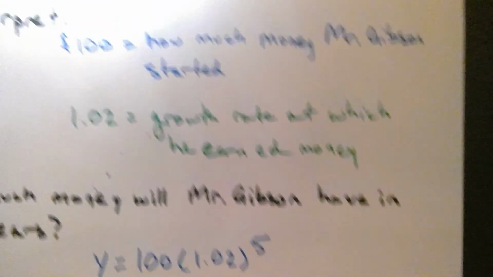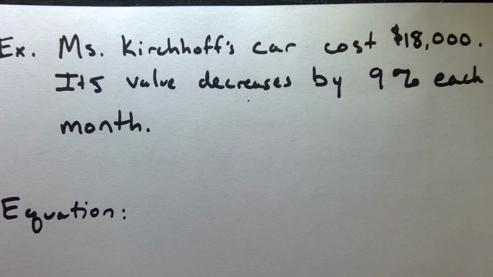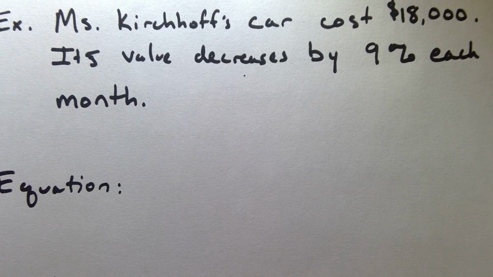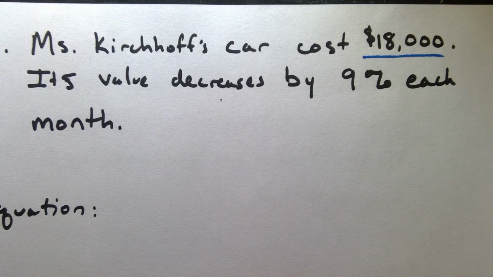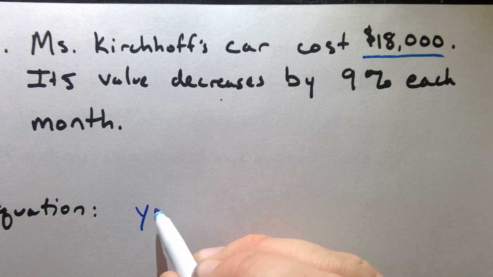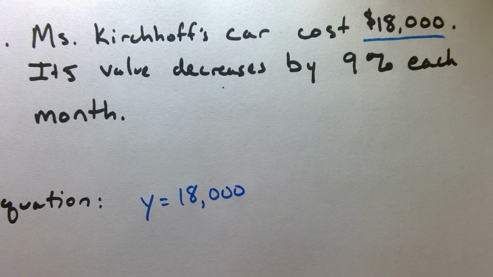All right, so we've checked with Mr. Gibson on the money he is investing. Let's take a look at Miss Kirchhoff's car that she is buying. You know, all our financial advising here. Miss Kirchhoff's car costs $18,000. Its value decreases by 9% each month. So we're trying to figure out the value of Miss Kirchhoff's car. We'll see how much she's starting with. That car cost is her initial value, so y equals 18,000.